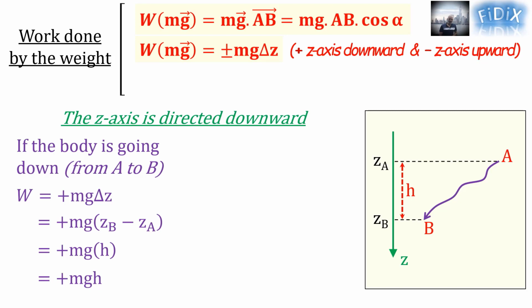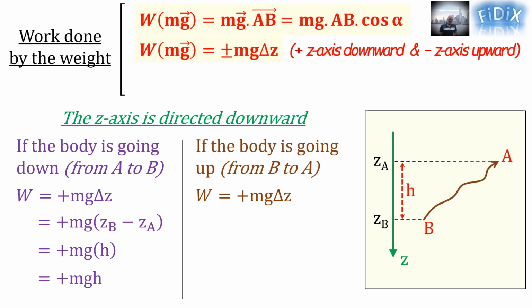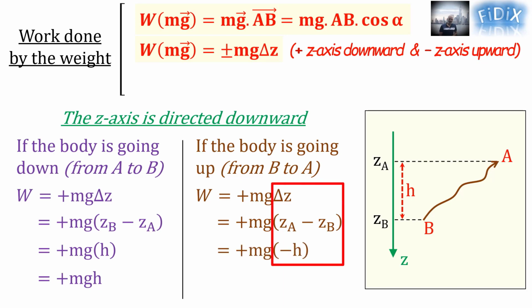If the z-axis is still directed downward, we can apply the formula W equals plus mg delta z. If in addition to this the body is going up, for example from B to A in the figure, delta z will be equal to za minus zb, since in this case A and B correspond respectively to the final and initial positions. This gives delta z equals minus h, since, as we said, zb is greater than za. The result is W equals minus mgh.